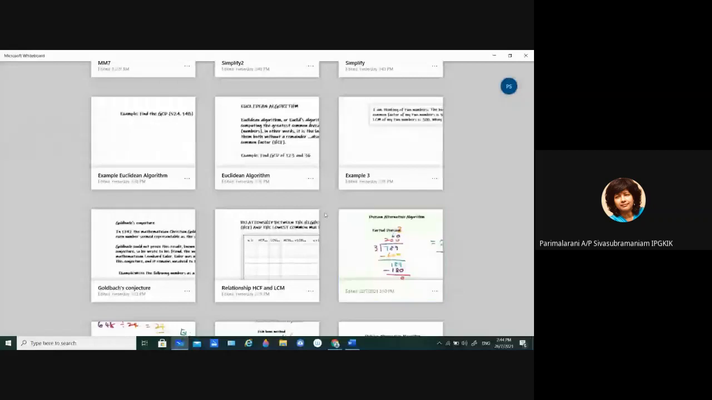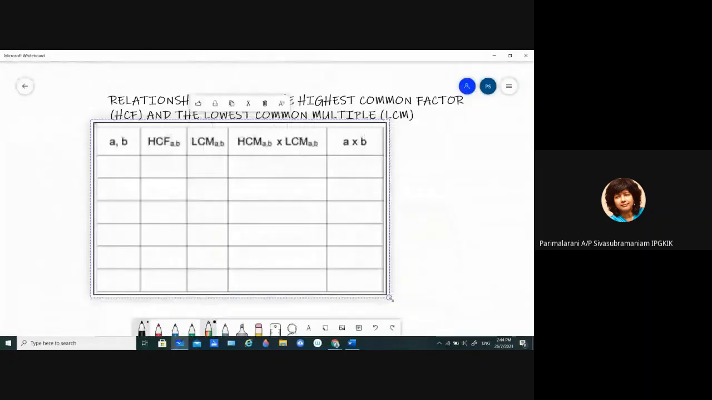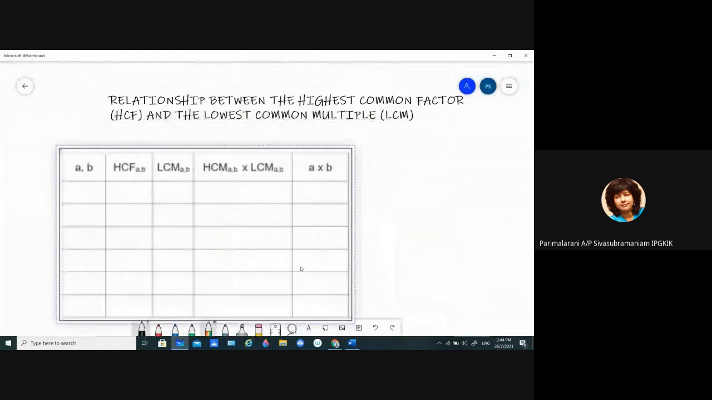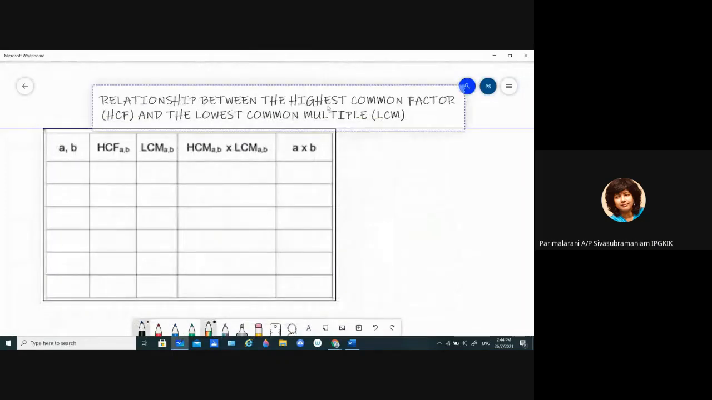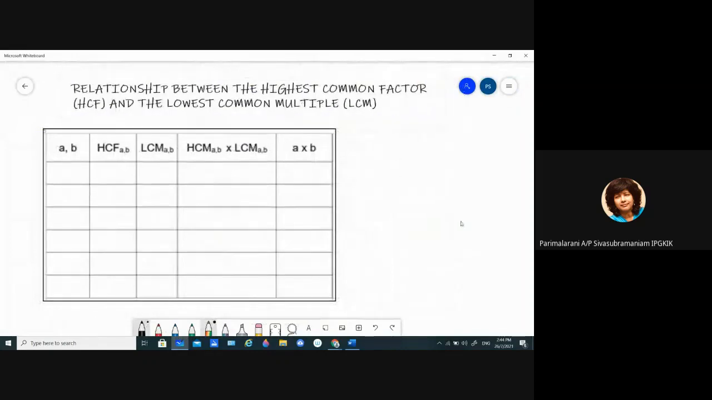Okay, let's look at the relationship between the highest common factor, HCF, and the lowest common multiple, LCM. Say we have two numbers, 40 and 24. I've already calculated the HCF is 8 and the LCM is 120. So what is the HCF multiplied by the LCM?